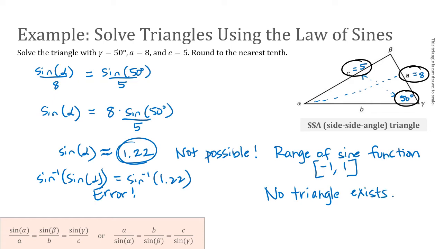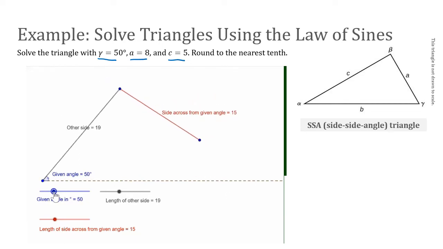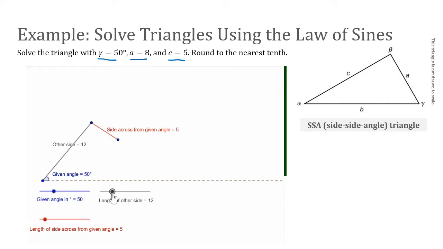Now, you might be thinking to yourself, how can no triangle exist? I see a triangle right up there. On the next slide, I'm going to show you what that might look like. Okay, so here is that same example that we just looked at, where we had gamma of 50 degrees, we had an A value equal to 8, and then C, of course, was the side across from it. And what you see in front of you is a video where I'm using a GeoGebra applet and I'm setting the given angle equal to that 50 degrees. The side across from it was 5, and then we knew that the other side that was given was 8.